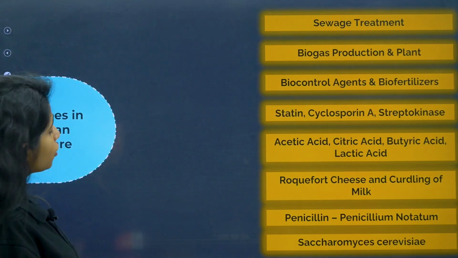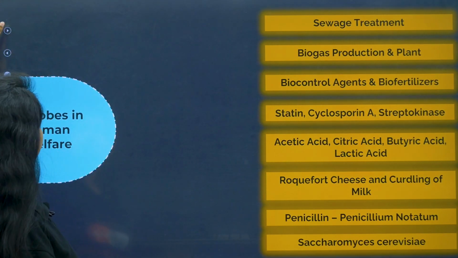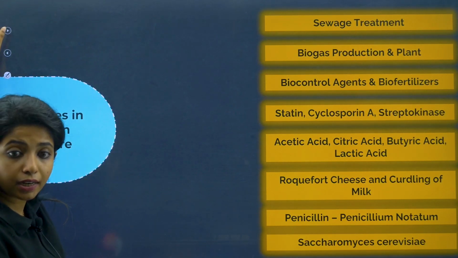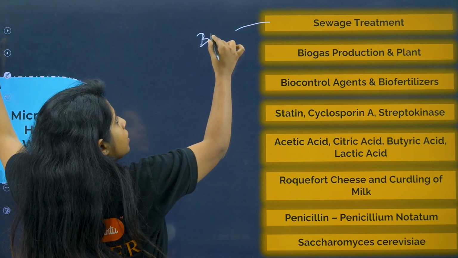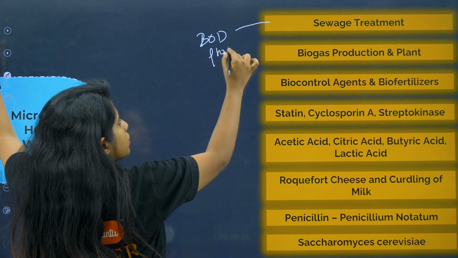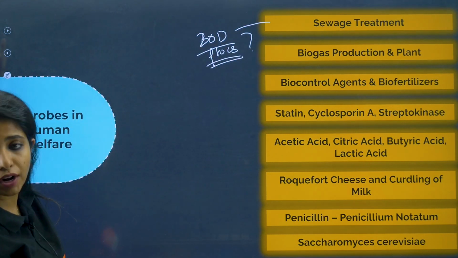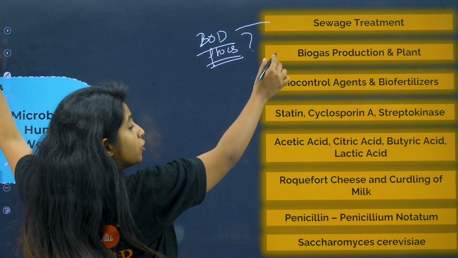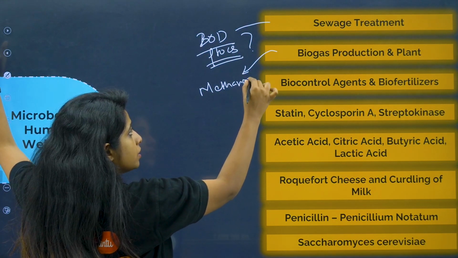Now, Microbes in Human Welfare. There you have sewage treatment, my dear children. You should know about the primary treatment, secondary treatment, what happens in that, what is BOD, biochemical oxygen demand, what is flocs. All these things are really important. Biogas production and plants, so you should know about the biogas plant also. Who plays a major role here? Methanogens, my dear children.